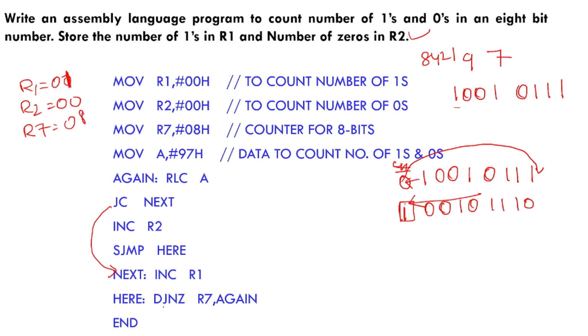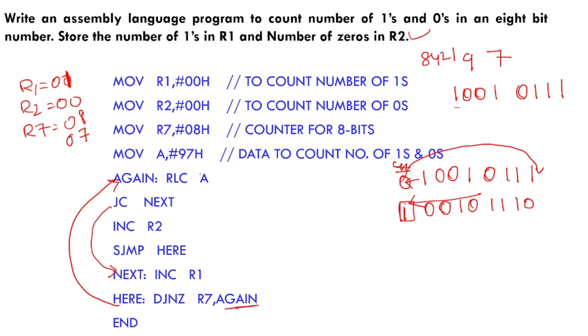So now decrement, jump if no zero, right? So what is R7? R7 I need to decrement. So now you need to decrement, you will make it 7. So it is non-zero, right? If it is 0 only, it will come outside from the instruction. It is non-zero, right? Again it will go to the label again, which is given.